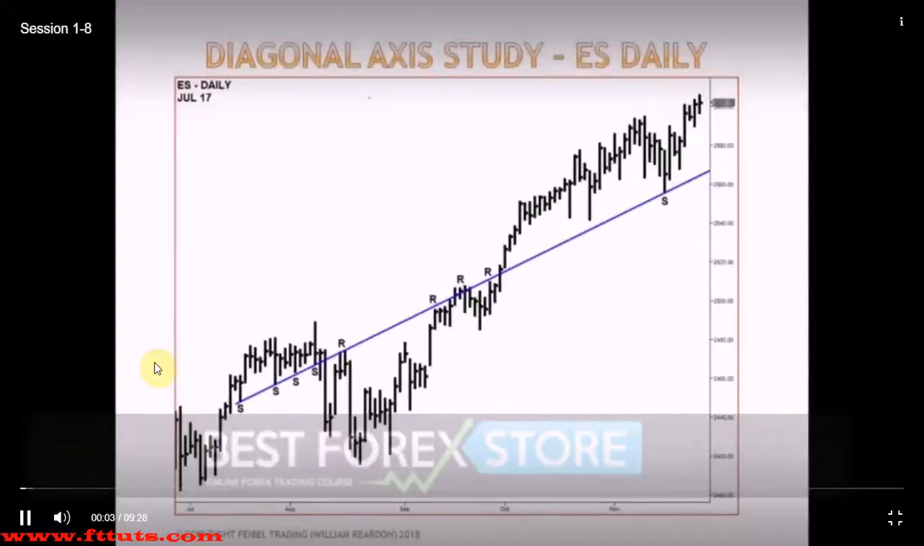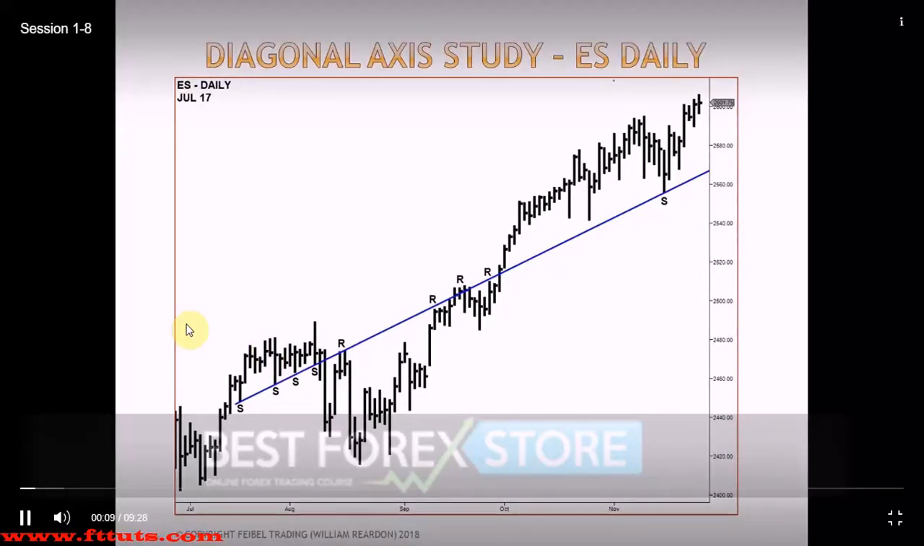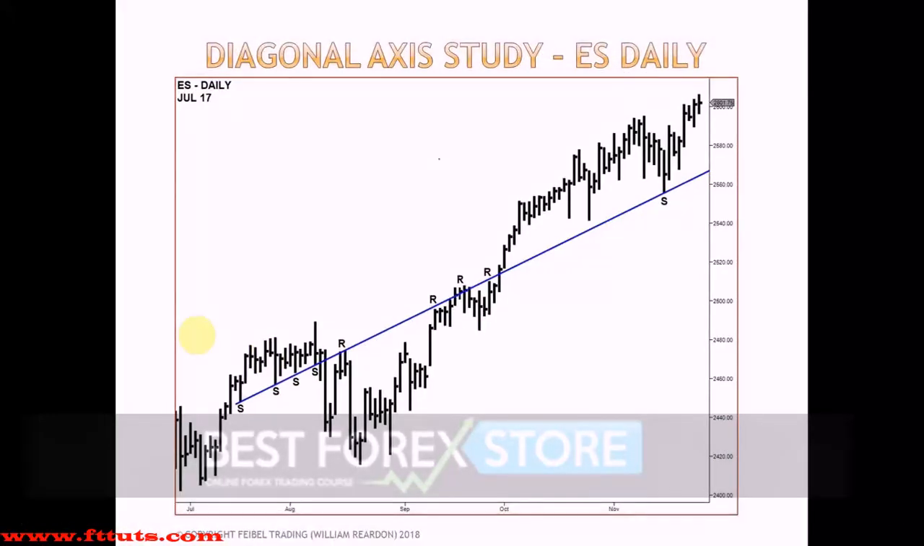Here we have a diagonal axis line. So, diagonal axis study on the S&P E-mini futures daily time frame. Now, as we know, most axis lines, or the ones we've studied, act as horizontal support and resistance. But we cannot negate diagonal axis lines.